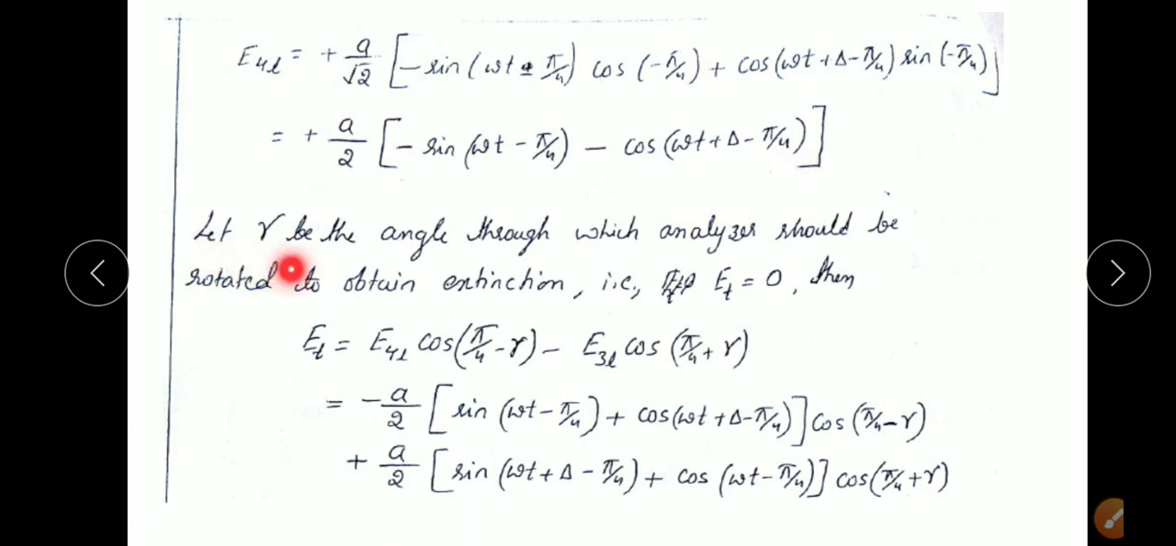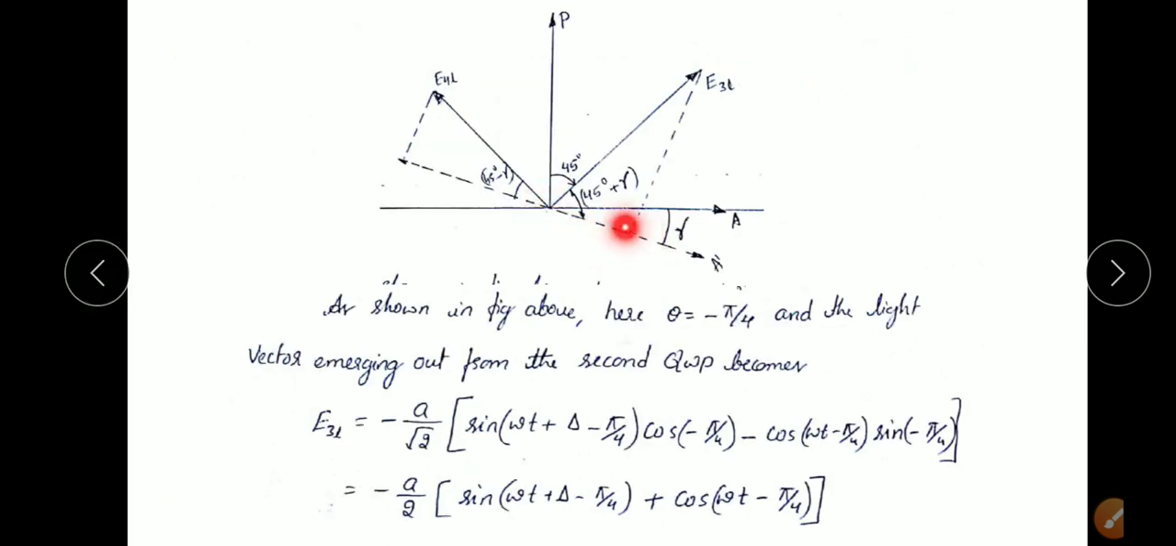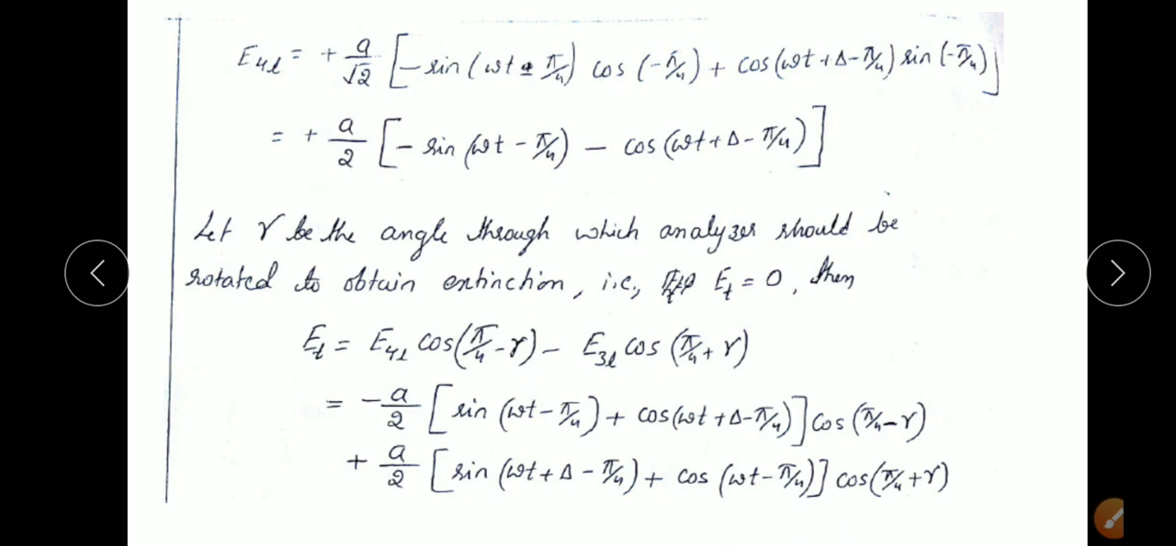Now these are the actual values you get in the diagram for the analyzer. Let gamma be the angle through which the analyzer should be rotated to obtain the extinction. In this diagram you can see the analyzer in this direction, and we are going to rotate this analyzer through the gamma angle. You have to rotate the analyzer until you get extinction, and that angle is considered as gamma. That is, Et is equal to 0.